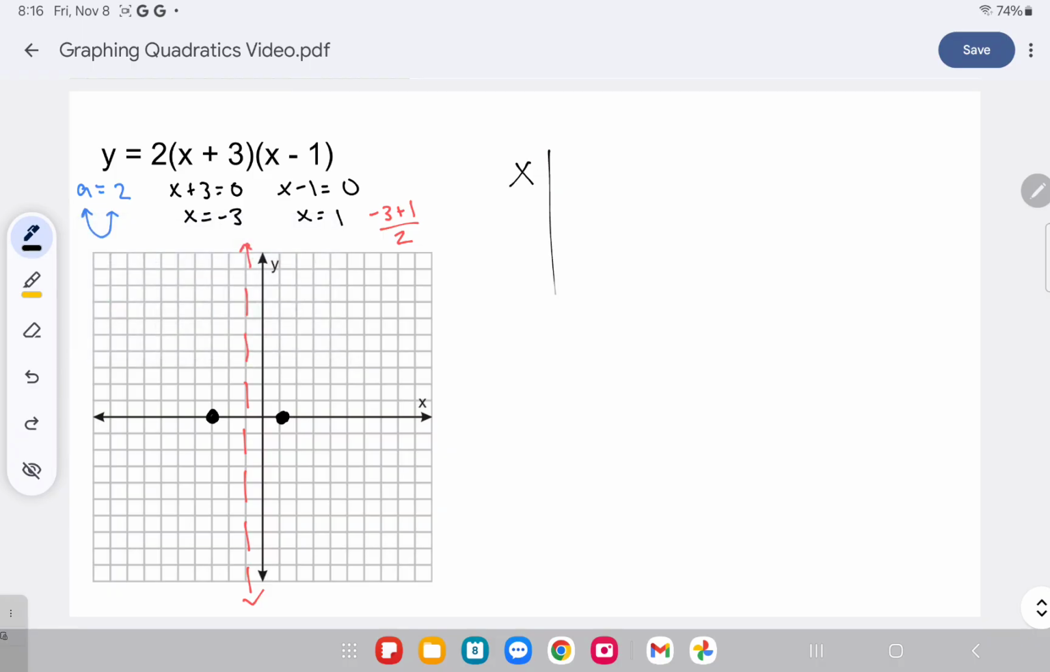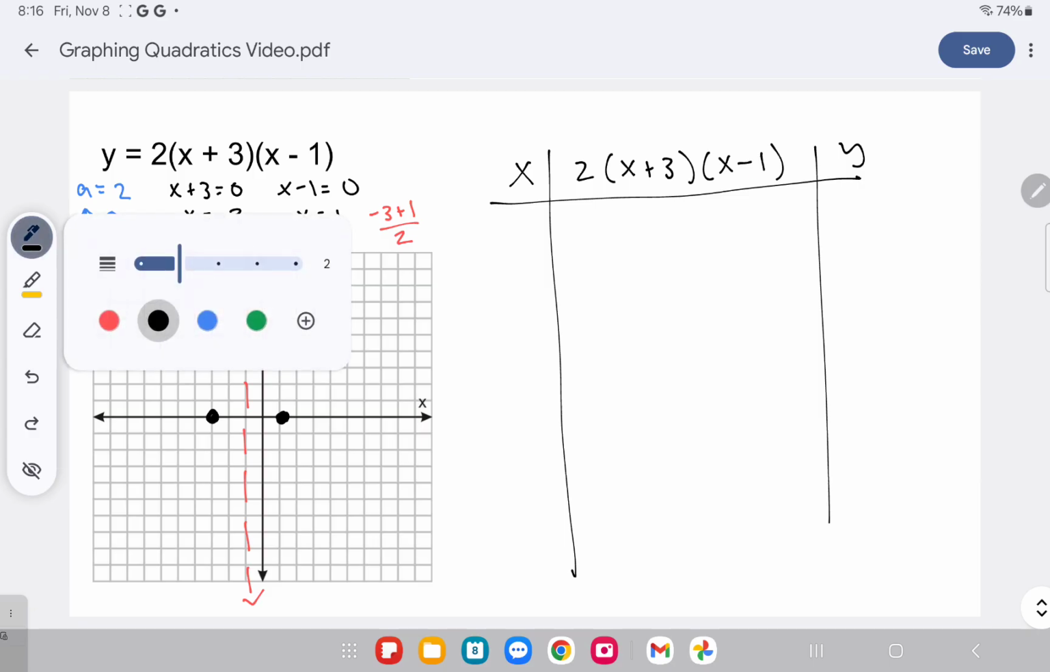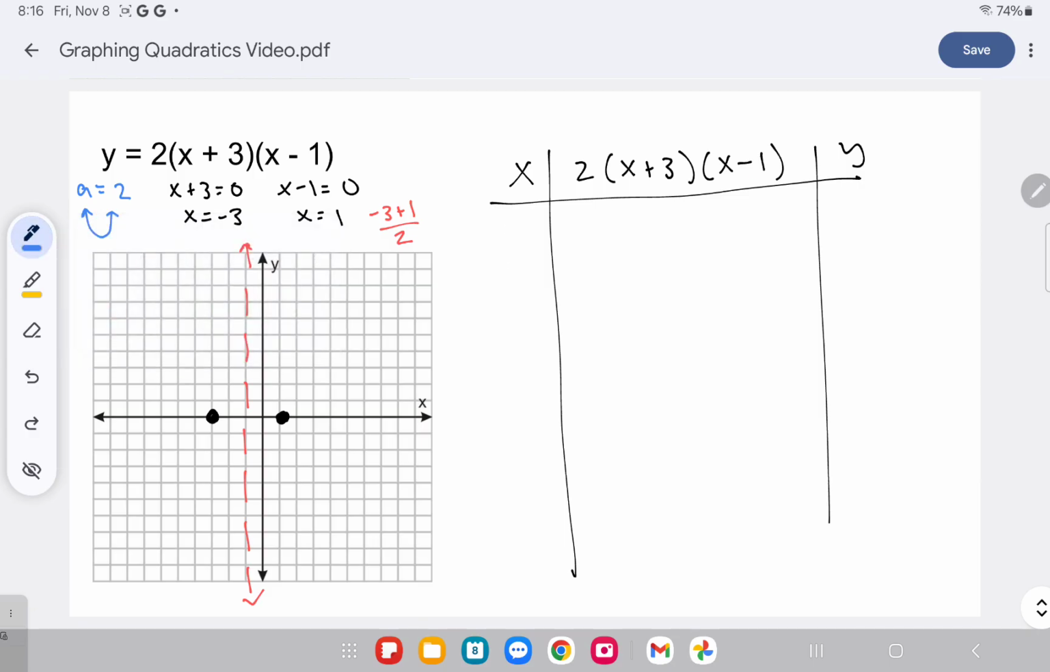So when I make my XY chart to find some more points on our graph, the first number I'm going to plug into the XY chart is going to be -1. Actually, let me use red. There we go. Because that's our axis of symmetry. If I plug in -1, I'm going to know what my vertex is. So when I plug in -1, I get 2 times 2 times -2, which is -8. So (-1, -8) is my vertex.